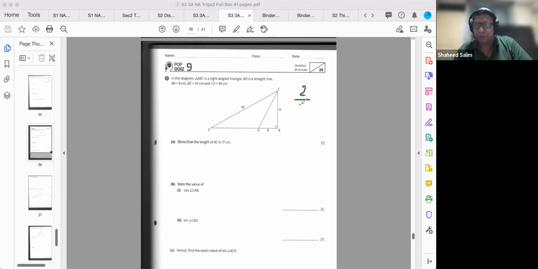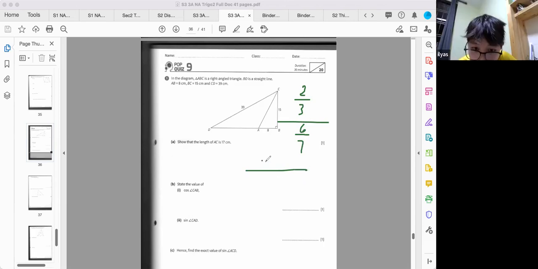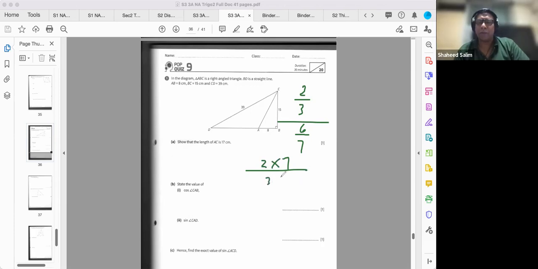2, 3. Hold on. Now you look at the bigger one, okay, 6, 7. So what is up? What is down? 2 times 7 over 3 times 6. Well done. Okay, this is one way. Sometimes they might trick you to do like that. Hold on.